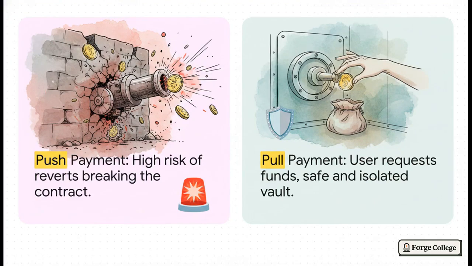In the early days of Web3, developers used to push payments. That means the contract would automatically send Ether to users when certain conditions were met. Honestly, this is a terrible idea.